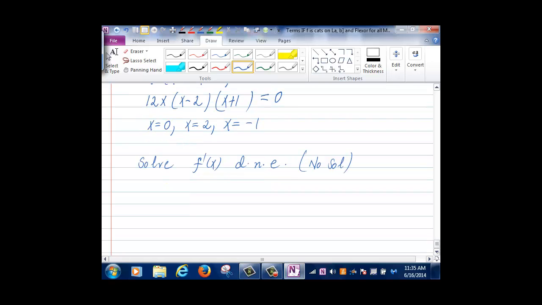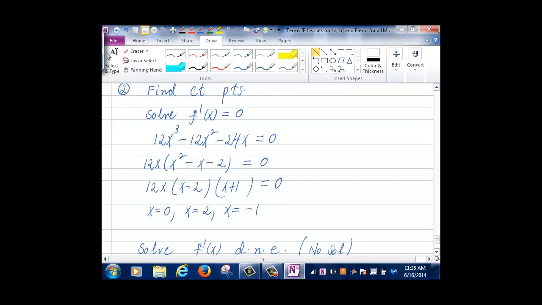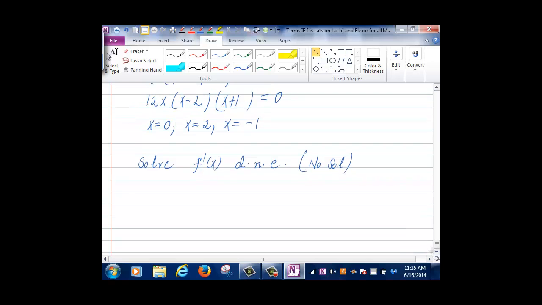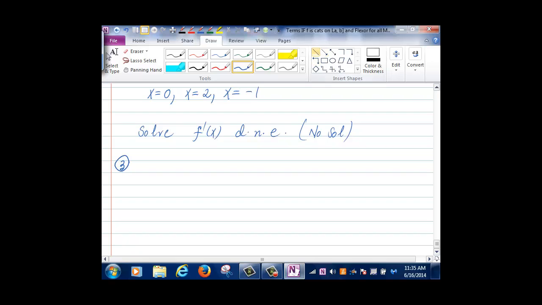So now what I'm going to do is make a real number line. This is the third step, which is make a real number line. And on the real number line, what you need to do is plot the critical points. So I have the critical point at -1, the critical point at 0, and the critical point at 2.